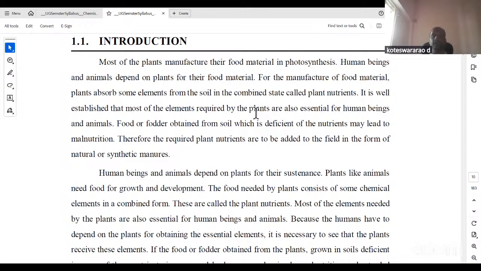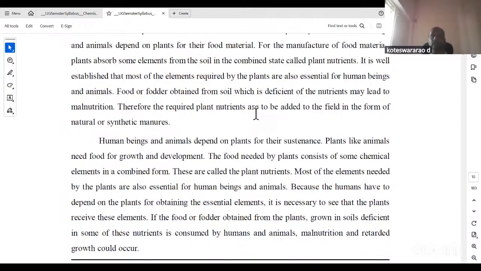If the food is obtained from plants grown in deficient soil, and some of the nutrients consumed by humans and animals are deficient, then whatever elements are required by the plants, as well as human beings and animals, are deficient in the food. Automatically, growth and development functioning malfunctions. Therefore, we need to correct it.